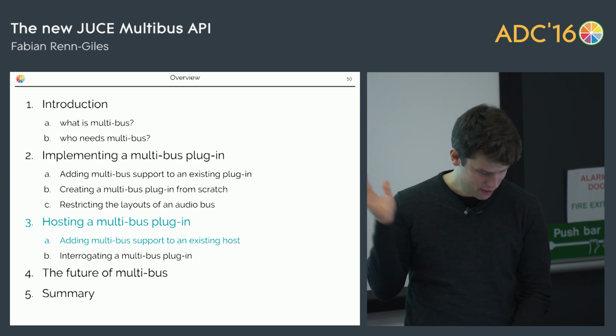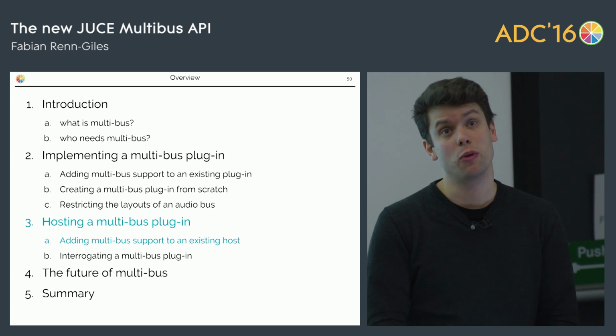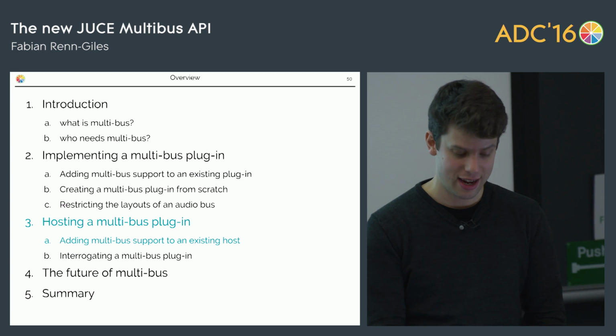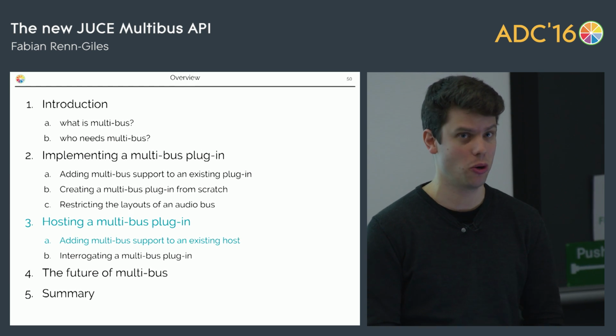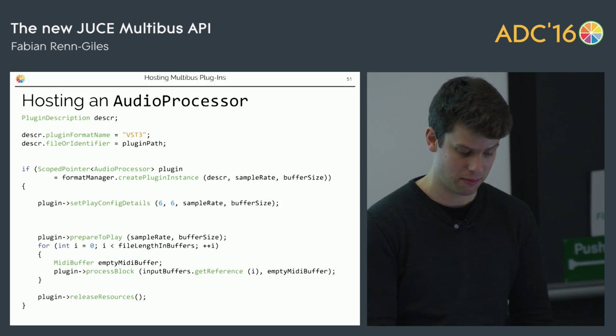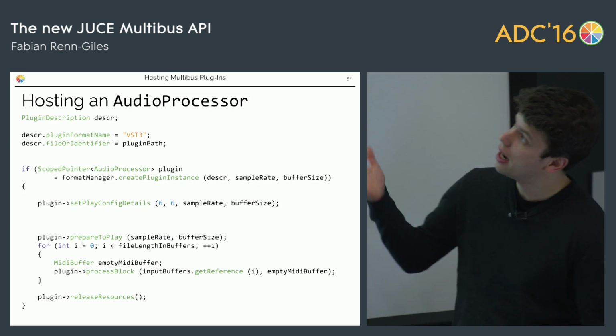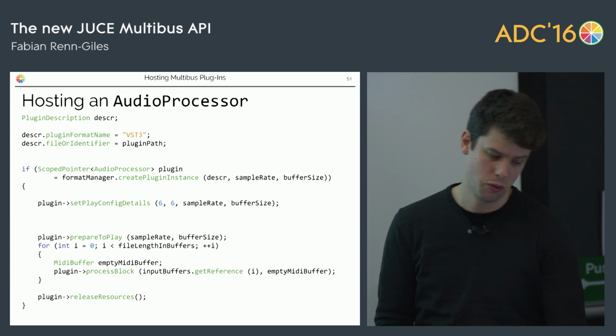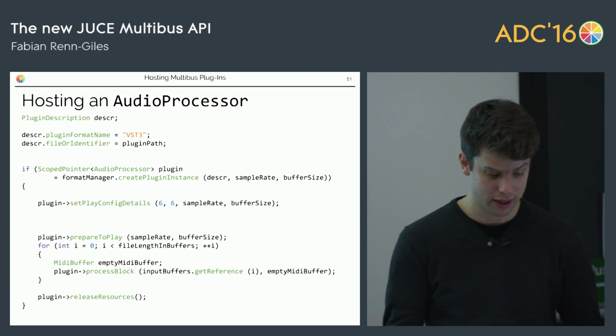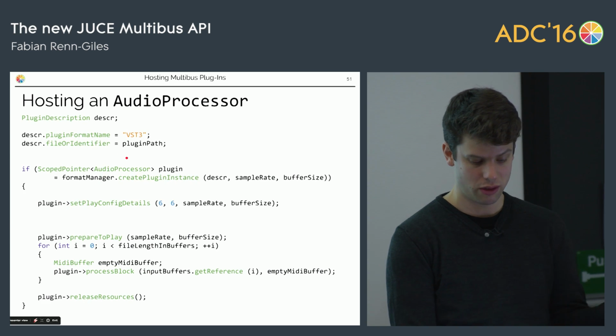Okay, now let's move on to how we host multibus plugins. And we're going to do an extensive demo at the end because there's really not much code about hosting the plugins. So here I have code, this would be pre-JUCE 4, of how you would host a plugin. Here I'm hosting a VST3 plugin.